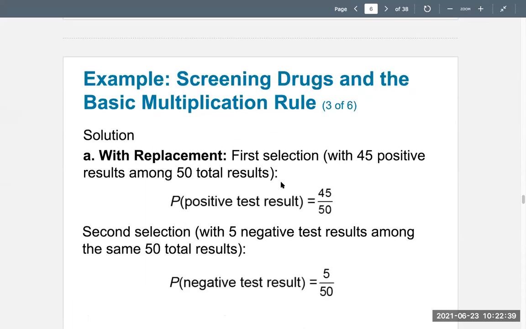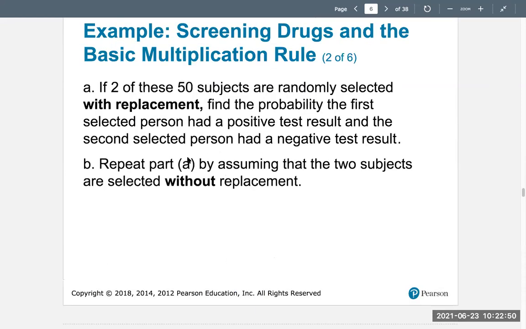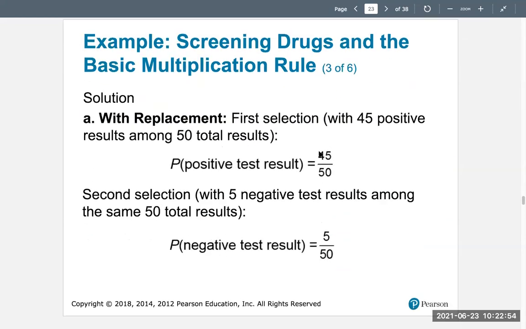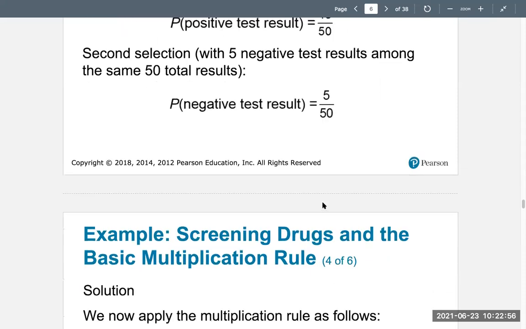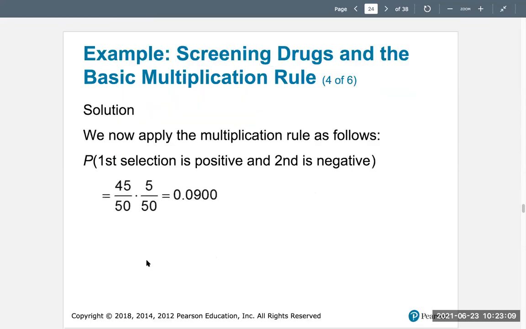So positive test result, 45 out of 50. Negative test result, 5 out of 50. And it says and in here, if you see. And means multiplication. So you multiply them together to find the probability of that. So you remember we said and is multiplication. So first, positive test result, and second, negative test result, again with replacement.